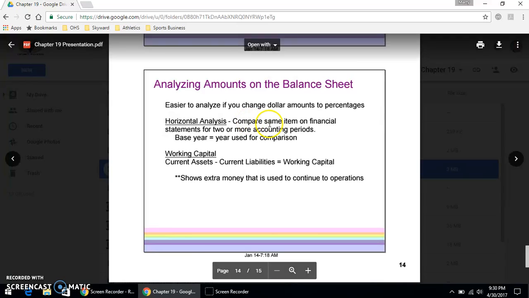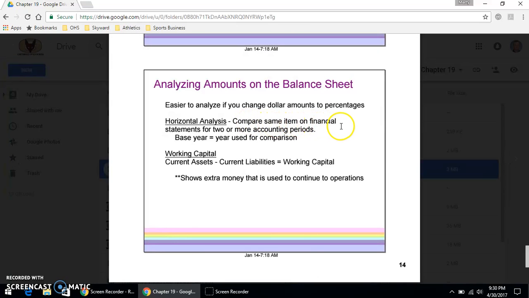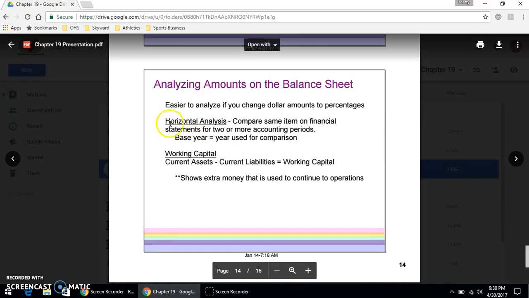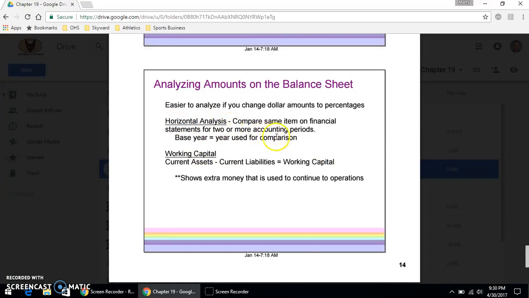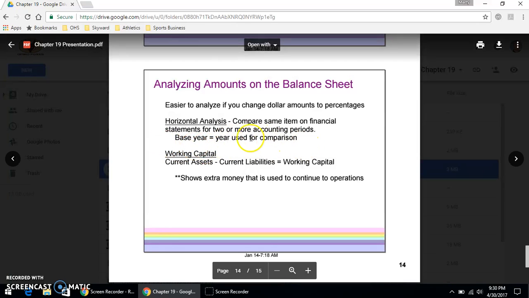So it's easier to analyze if you change dollar amounts to percentages. Instead of looking at dollars, because what are we comparing dollars to, percentages might be a little bit easier to interpret. So using horizontal analysis, which is comparing the same item on the financial statements for two or more accounting periods, the base year equals the year used for comparison.